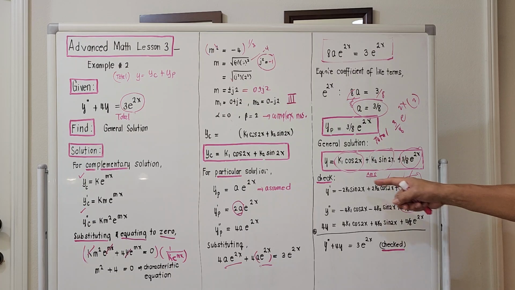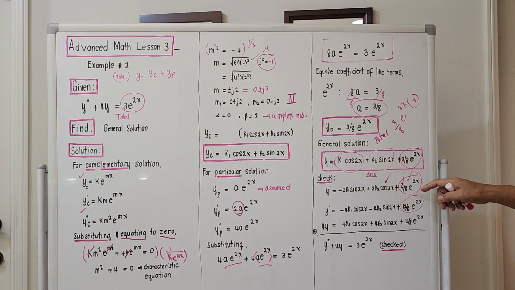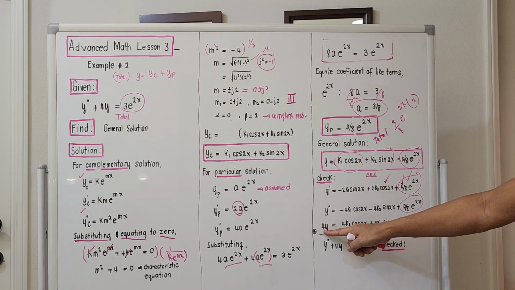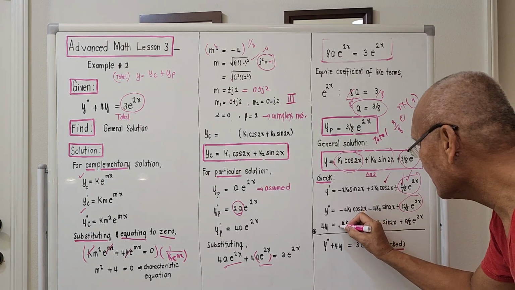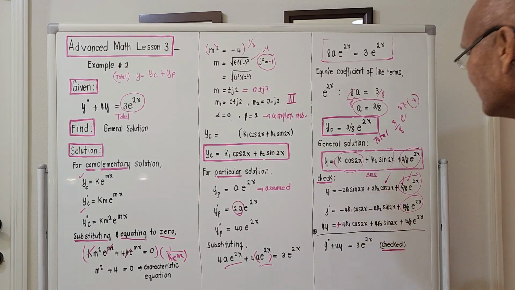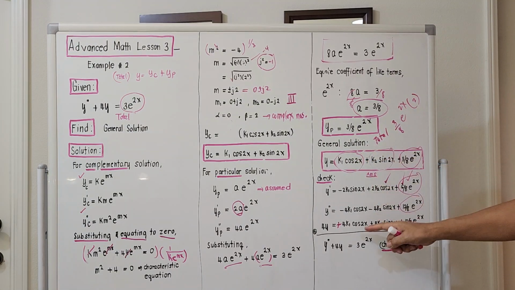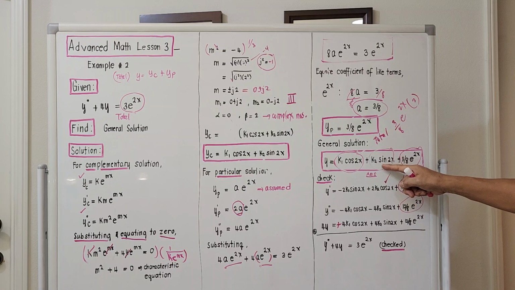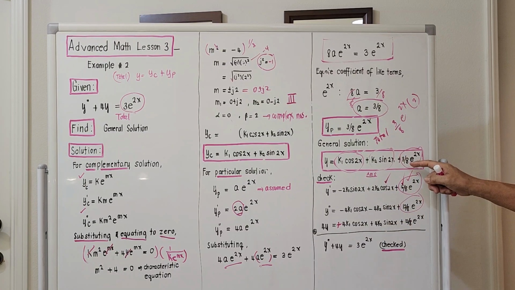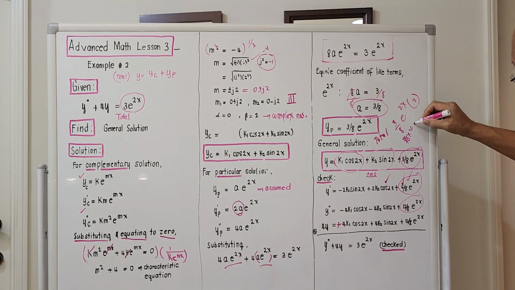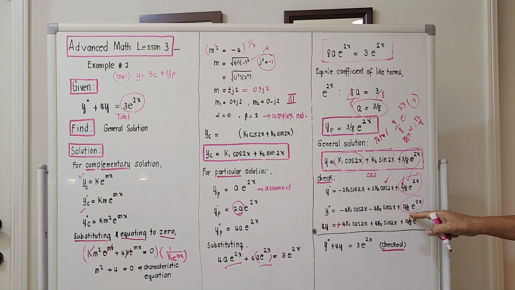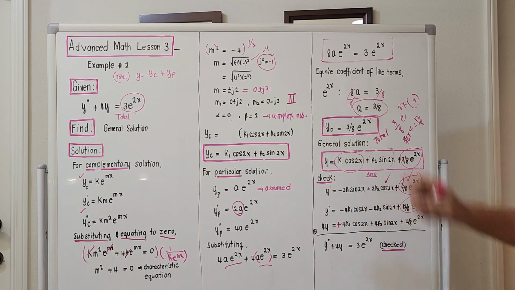Then if we try to multiply the total general solution by 4, 4 times y will be 4y. K1 cosine of 2x times 4, this is plus. We just multiply this by 4, so it will become plus 4k1 cosine of 2x. This one, 4k2 sine of 2x. This one, if we multiply this by 4, 3/8 times 4 will be 12 over 8 e to the 2x. So this is the total expansion after multiplying the total general solution by 4.